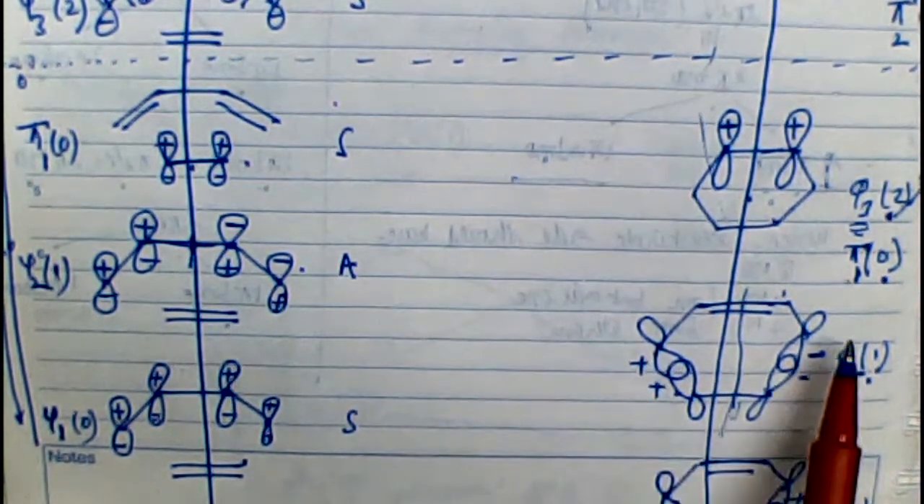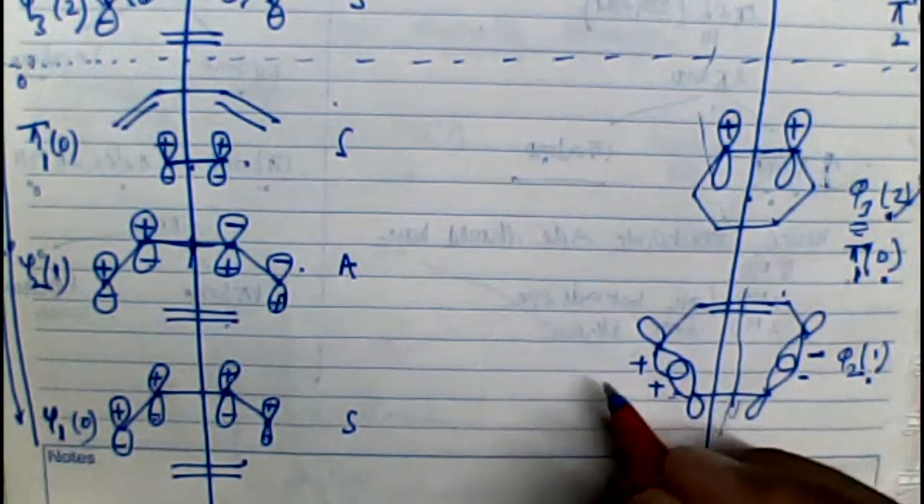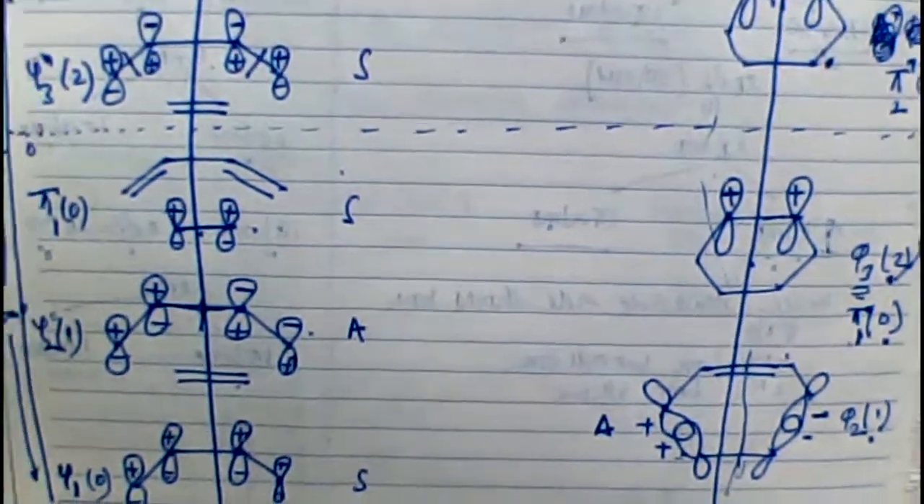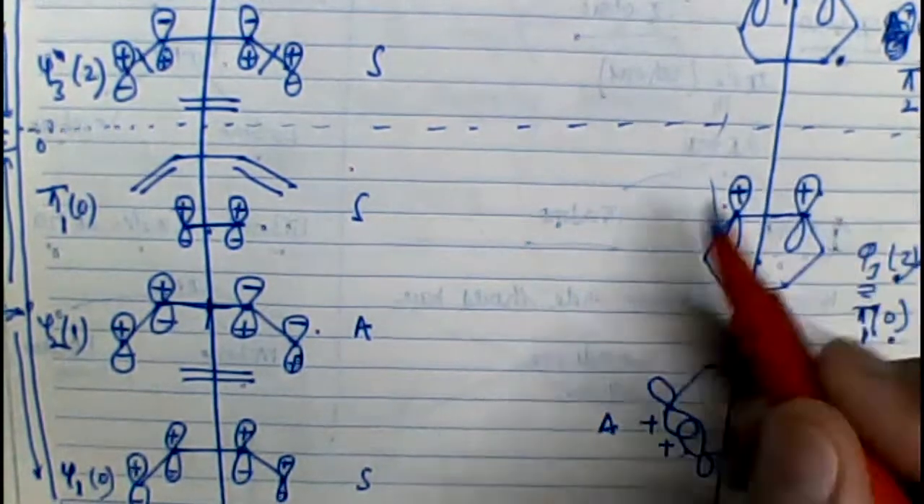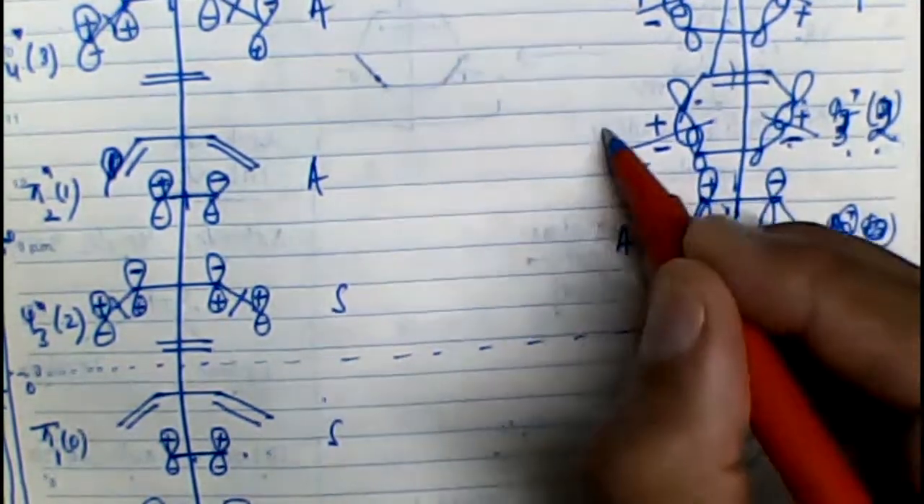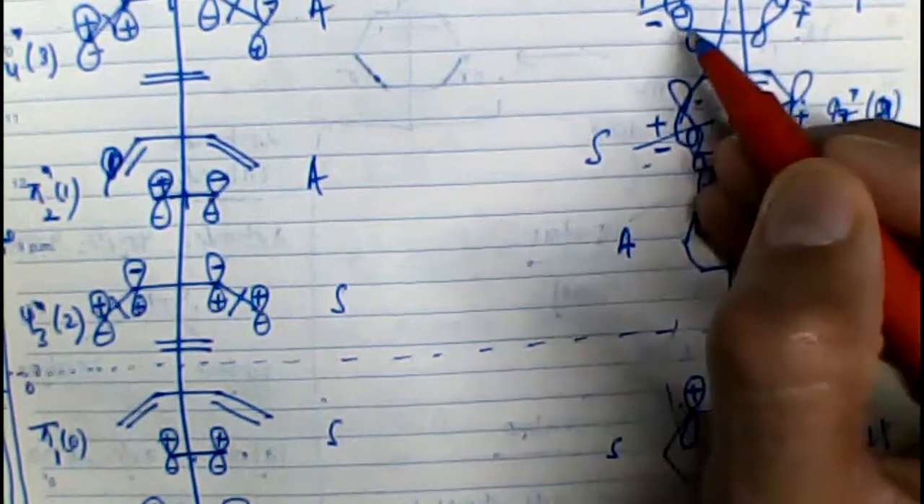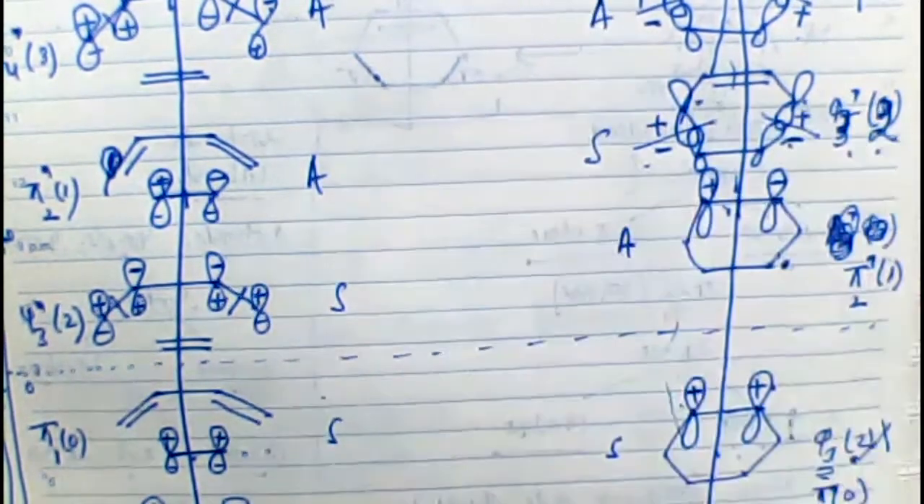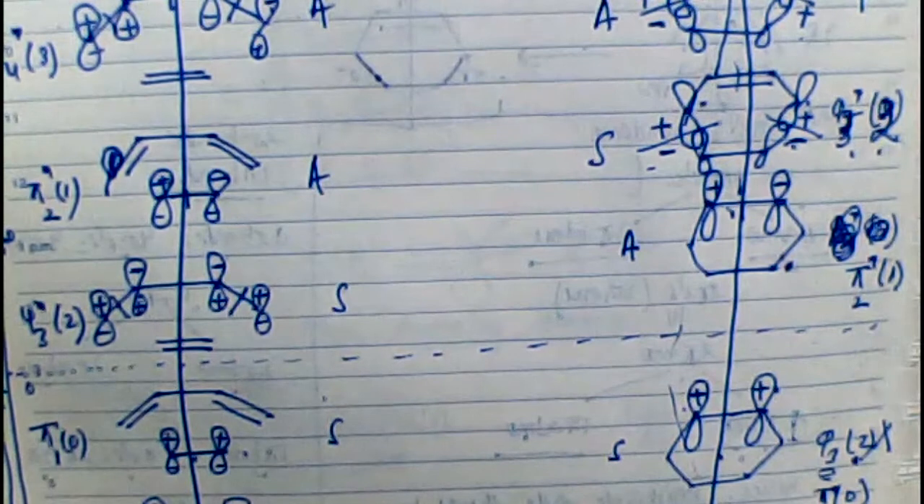Positive is encountering negative. Positive is encountering negative. Opposite signs, antisymmetric. Positive is encountering positive, symmetric. Positive is encountering negative, opposite signs, antisymmetric. Positive is encountering positive, negative is encountering negative, symmetric. Positive encountering negative, negative encountering positive, antisymmetric. So we've drawn the molecular orbitals of the reactant, we've drawn the molecular orbitals of the product, and we've classified these molecular orbitals on the basis of a symmetry operation as symmetric and antisymmetric.